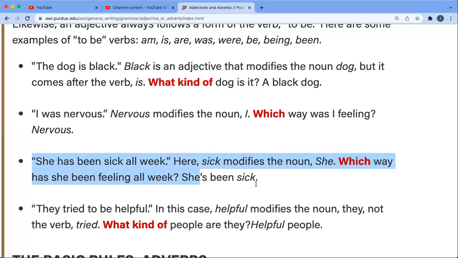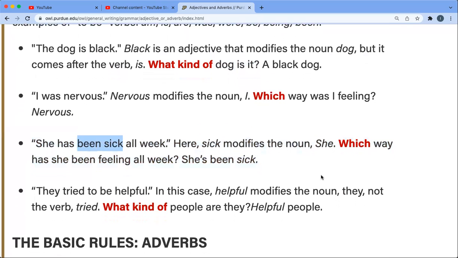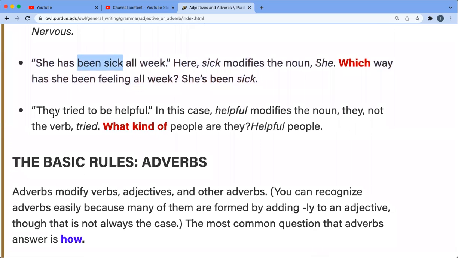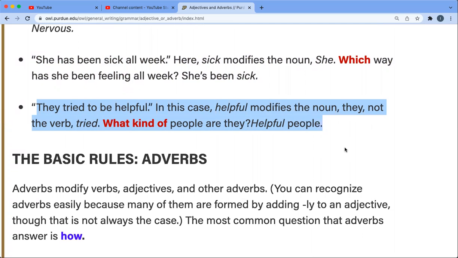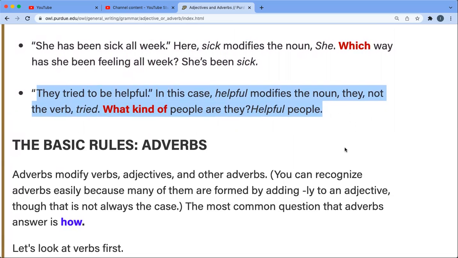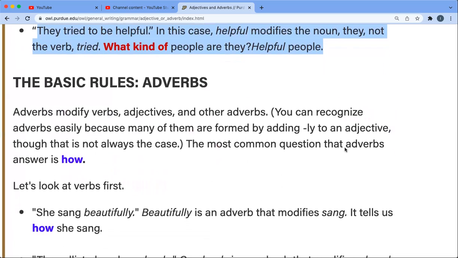She's been sick all week. So if I say which way has she been feeling? You say sick, which appears right after the verb be, obviously an adjective. More examples on that end before we move to adverbs. They try to be helpful. In this case, helpful itself modifies the noun. But it appears after the verb be. So these are the correct orders of adjectives.